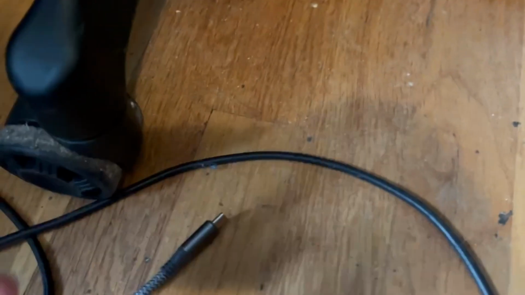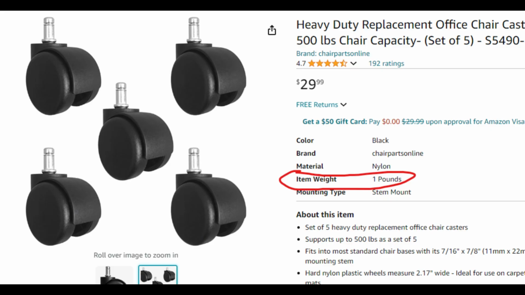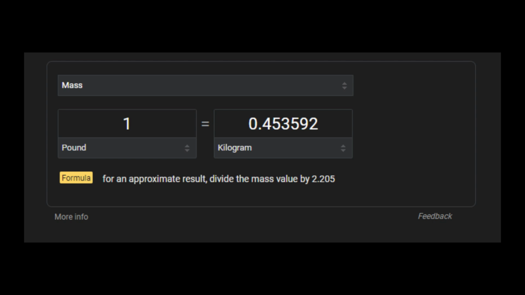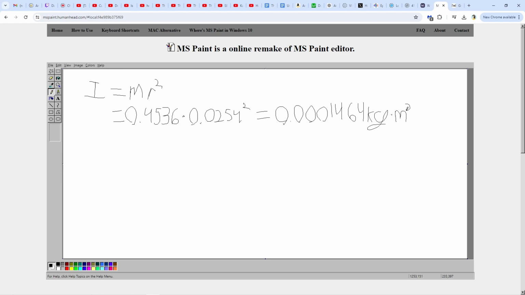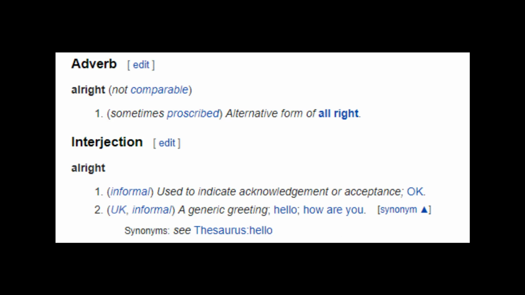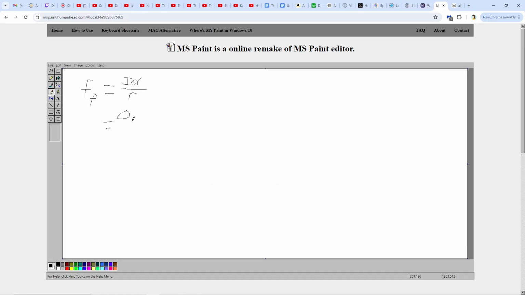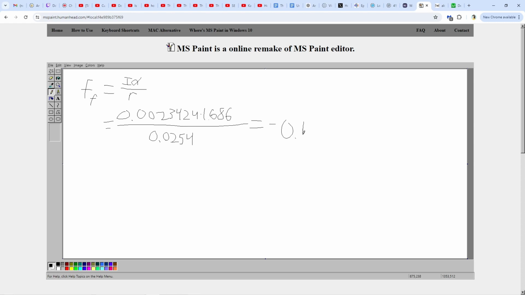What's the mass of the wheel? Well, I'm not going to take apart my desk chair to find that, so by searching on Google, we can find this one on Amazon is 16 ounces, or 1 pound, or 0.4536 kilos. So by substituting that in, we get that the moment of inertia of one wheel is 0.000164 kilogram meter squared, which is one of my least favorite units. But since there are 16 wheels, we can multiply that by 16 to get 0.00023424. Alright. Plugging that in for a new equation gives us that the friction force is negative 0.155 newtons. God, I hope I did that right.